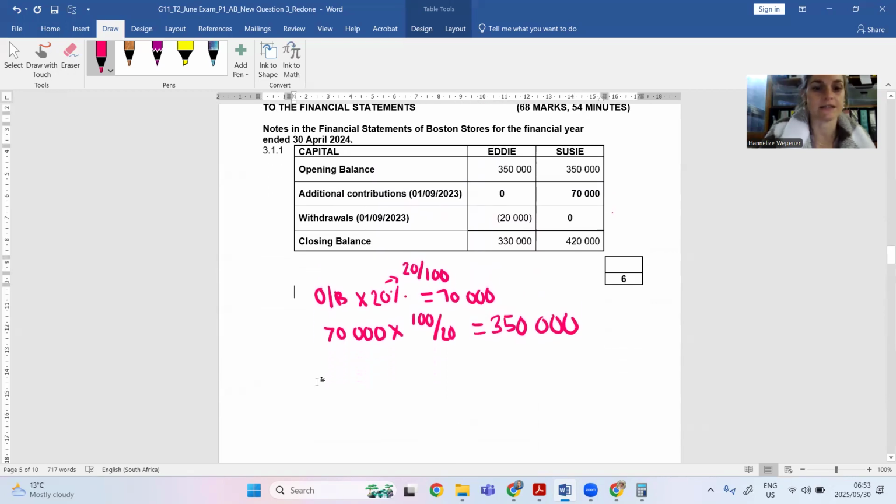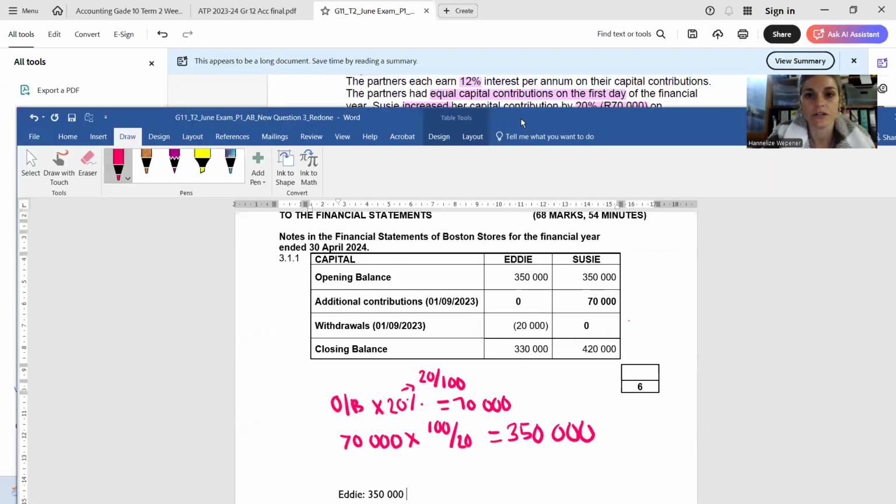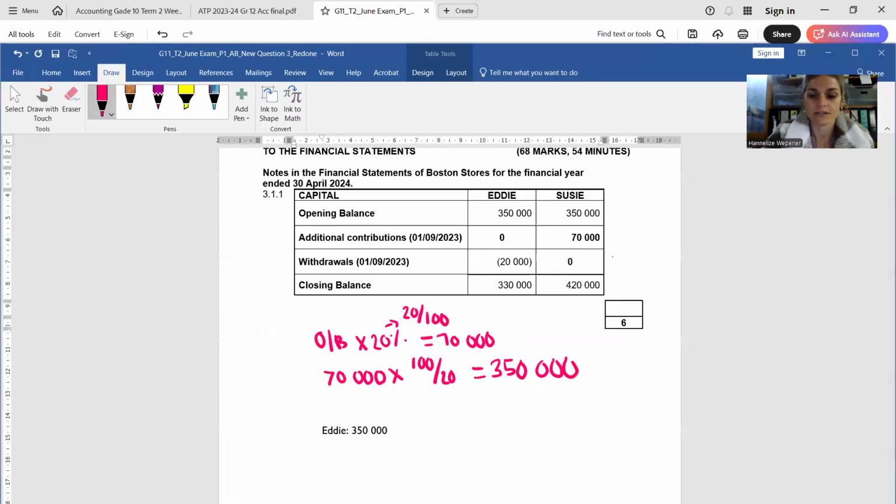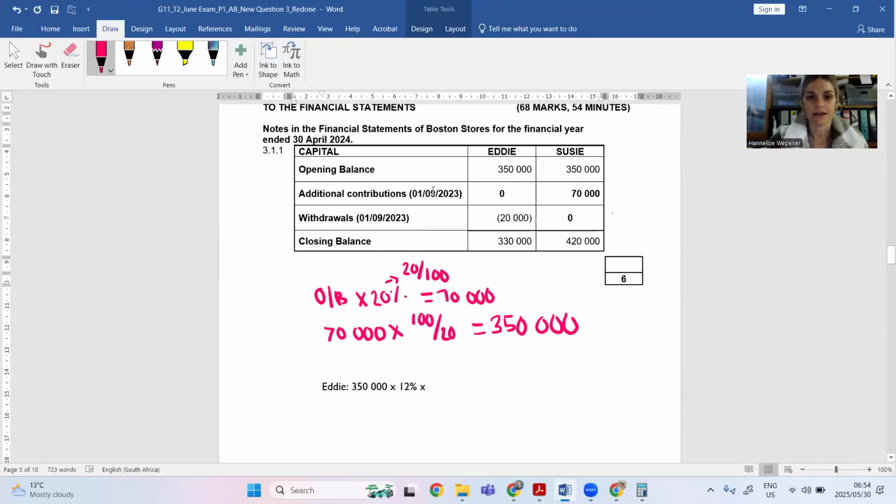So it just makes it a bit easier. We're going to start with Eddie because his name is first. Eddie started with a 350,000 Rand balance, and according to the information, they earn 12% interest, so times 12%. He had this balance from the 1st of May 2023 up until 31 August 2023, as I've already noted there. So May, June, July, August. So for 4 months, he earned this interest.